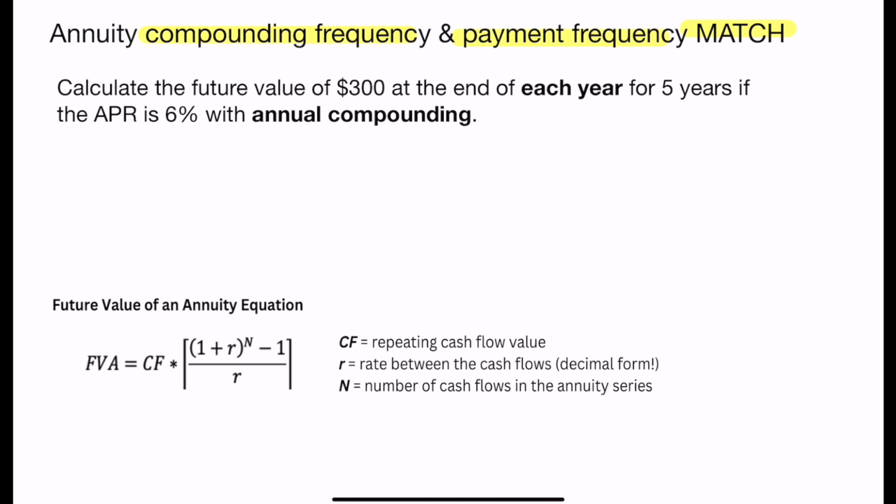Starting off here with this example problem and the equation, we're going to be calculating the future value of $300 at the end of each year for 5 years if the APR is 6% with annual compounding. So first, let me draw out a timeline.